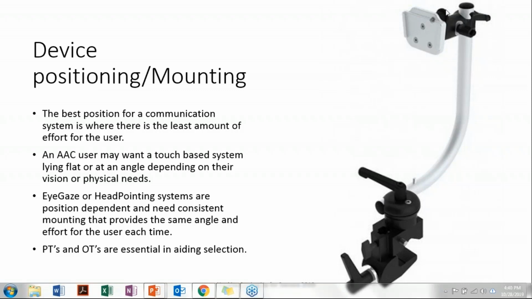The best position for a communication system is where the least amount of effort is for that user. An AAC user might want a touch-based system lying flat or at an angle depending on their vision or physical needs. Eye gaze or head pointing systems are position dependent, so they need that consistent angle every time. And your PTs and your OTs are essential in aiding that selection to make sure that the three of you pick the right situation for mounting and access. So we can talk about that.